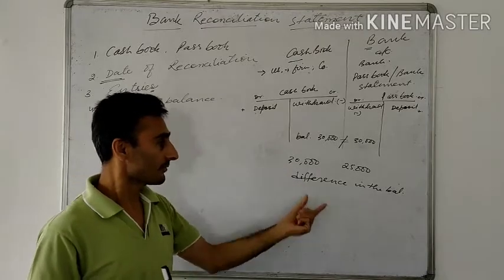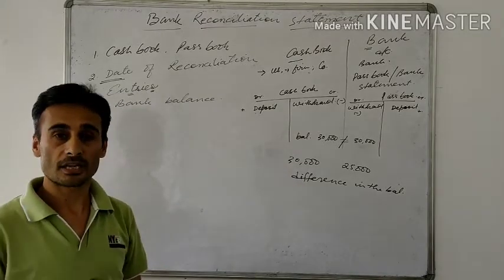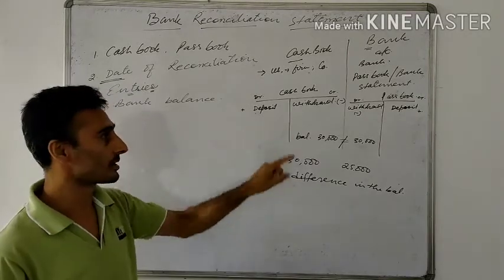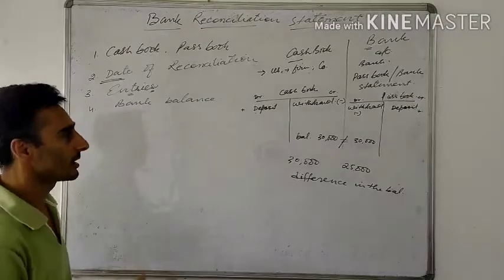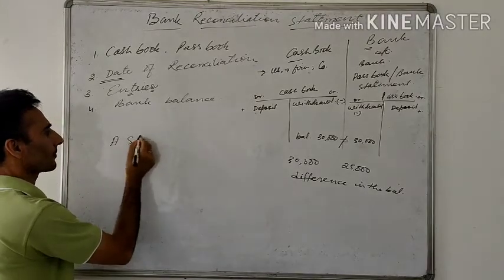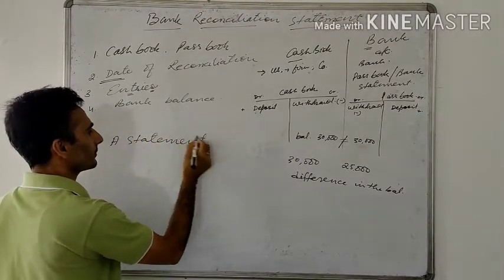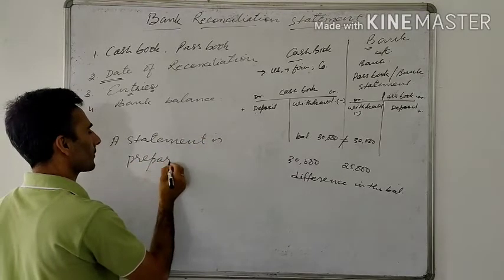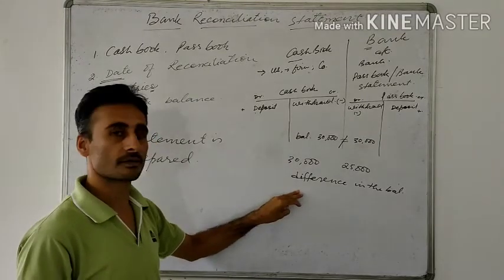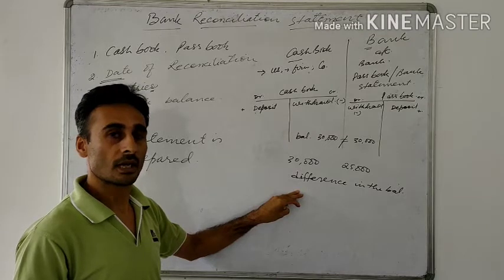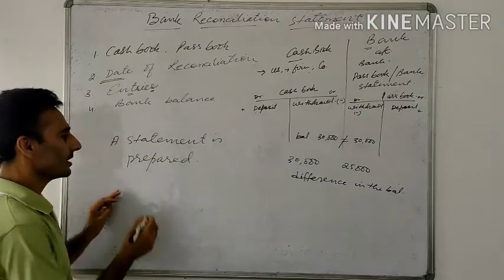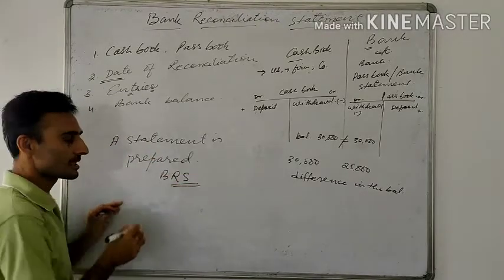So these differences in the balances have to be rectified, corrected, and in order to correct these differences, a statement is prepared by taking the causes of the differences, right? And these two balances are reconciled. This statement is known as the bank reconciliation statement.